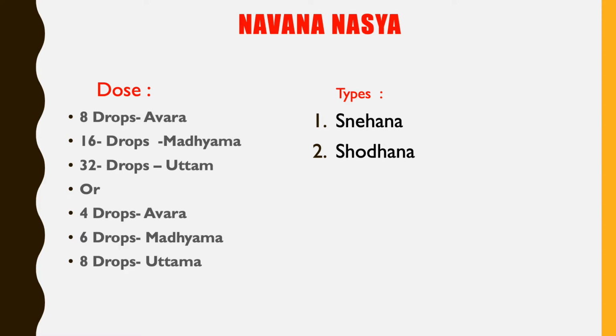Acharya Susrut has also mentioned the following dose for Navan Nasya. In Avar Matra, 8 drops in each nostril, in Madhyam Matra 16 drops, in Uttam Matra 32 drops, or 4 drops in Avar Matra, 6 drops in Madhyam Matra and 8 drops in Uttam Matra in each nostril. Further, Navan Nasya can be classified into two types. First one is Snehan Nasya and second one is Shodhan Nasya.